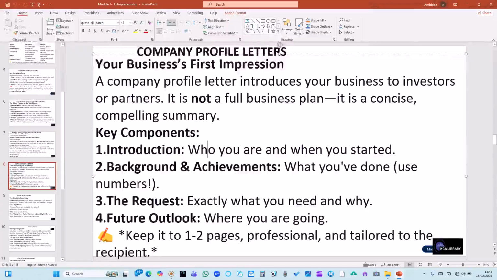That is, you state what you have done, using numbers. Number three component is the request. State exactly what you need and why you need it. Then number four component is future outlook, where you are going in the nearest future. Key hint: keep it to 1 to 2 pages, professional, and tailor it to the recipient.